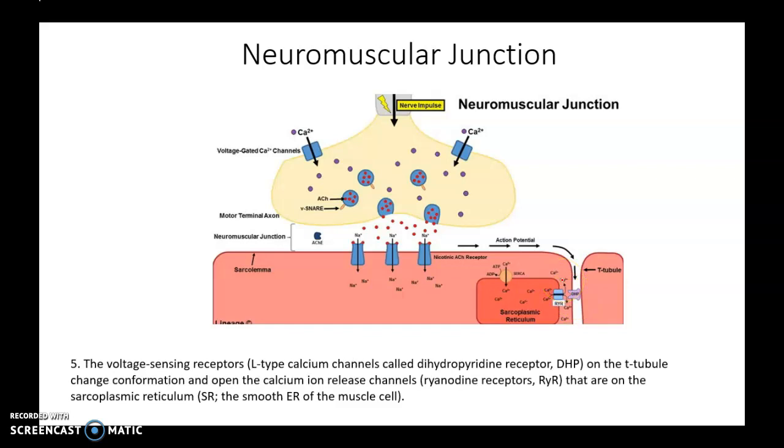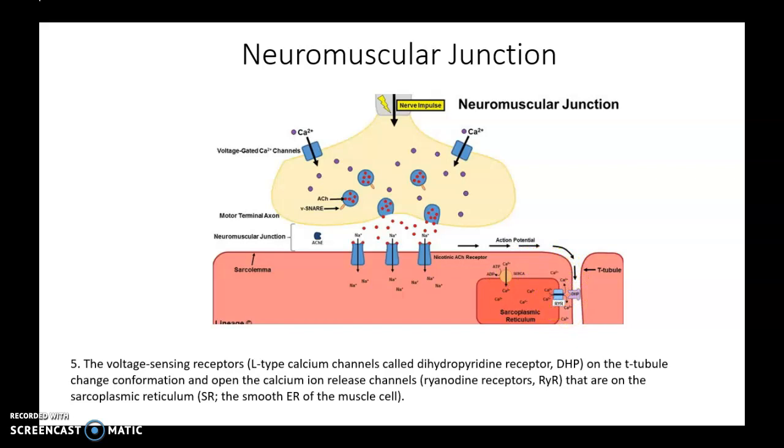and there are these voltage sensitive DHP receptors on the T tubules, which then cause conformational change in the ryanodine receptors. And as the ryanodine receptors undergo conformational change, that causes release of calcium out of the sarcoplasmic reticulum into the sarcoplasm. Do you see that? So now we have all this calcium floating around in the sarcoplasm.